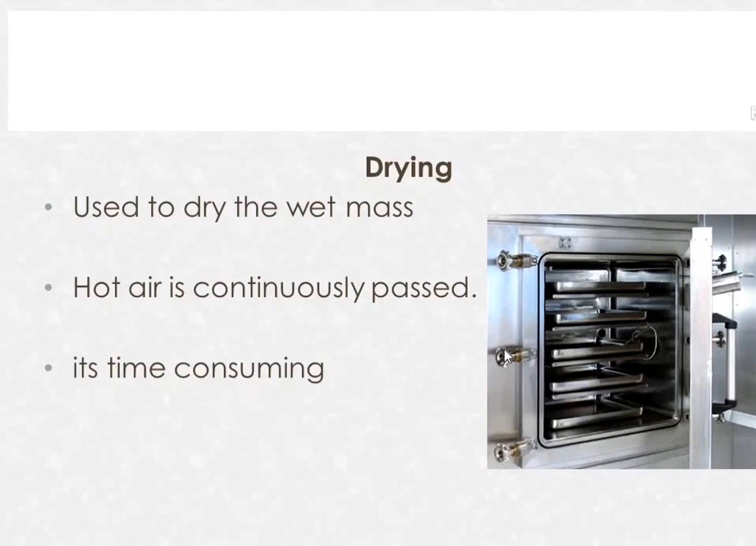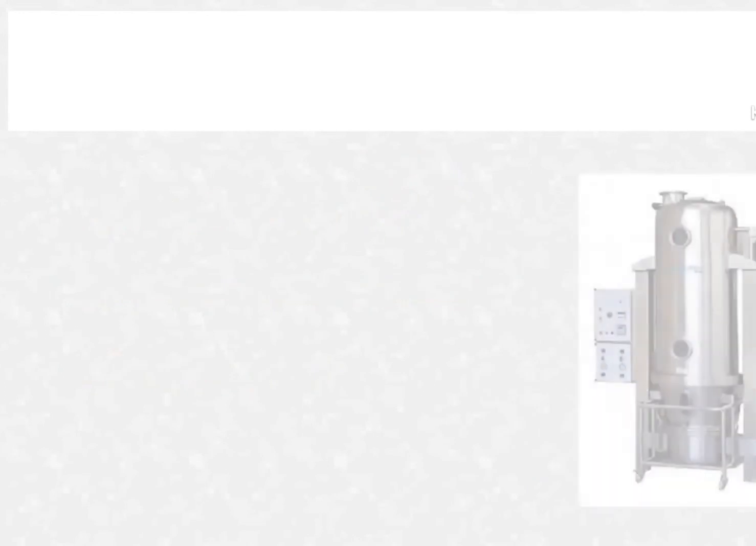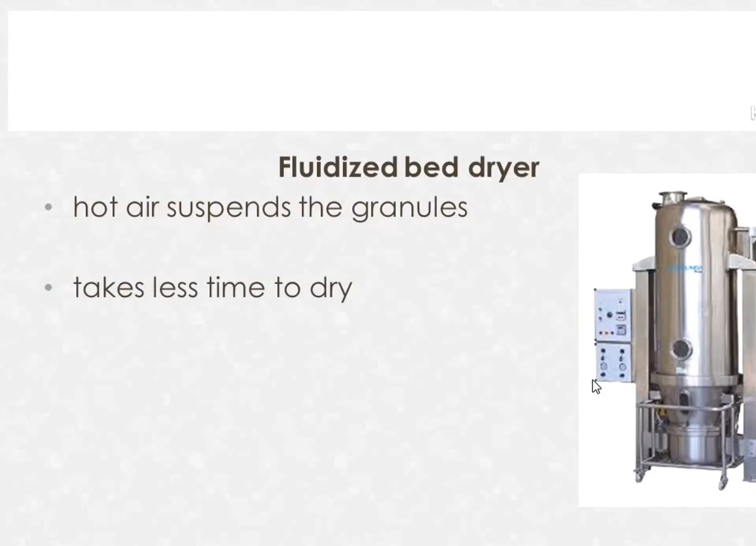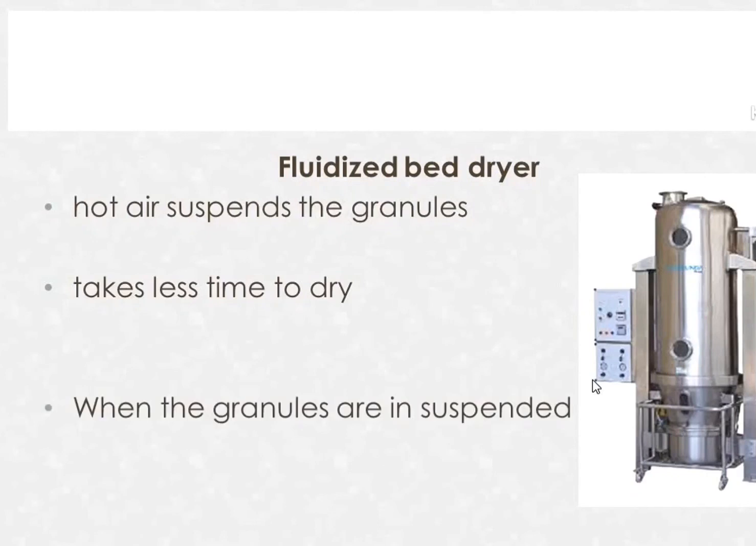Now the second apparatus we use for drying is the fluidized bed dryer. In this apparatus, hot air comes from the bottom of the machine and goes up inside the machine and suspends the granules in the air, and this is actually good in the sense that it takes less time to dry as compared to the tray dryer. When the granules are in a suspended state, it is called the fluidized state.